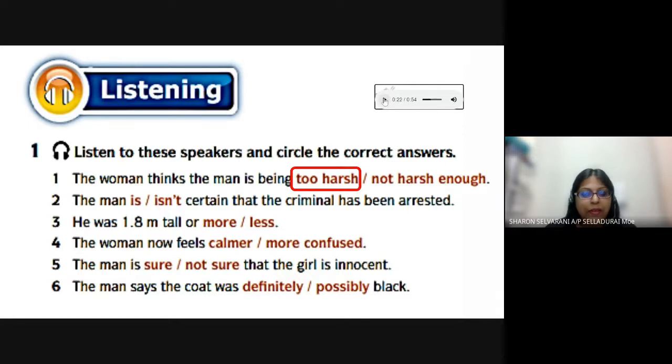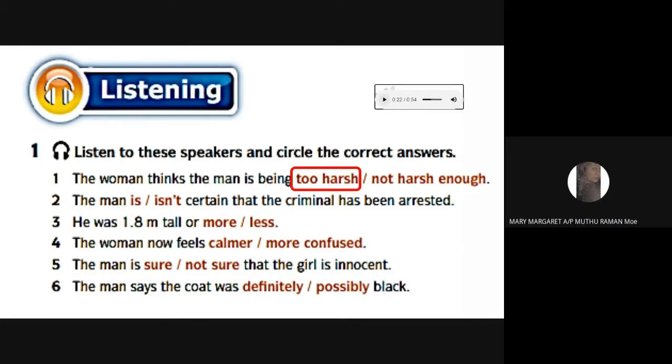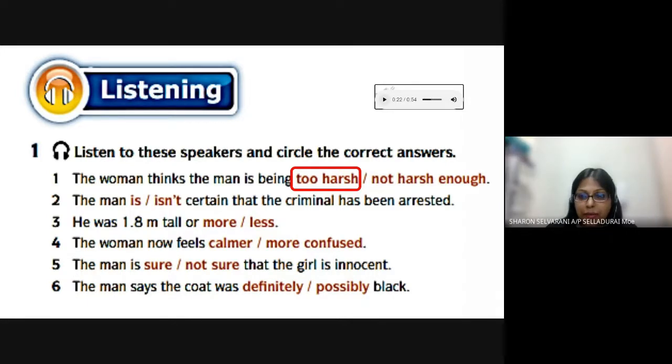So what do you think is number 2? The man is certain that the criminal has been arrested. Let's check our answer. Yes, that is the answer. Number 3.